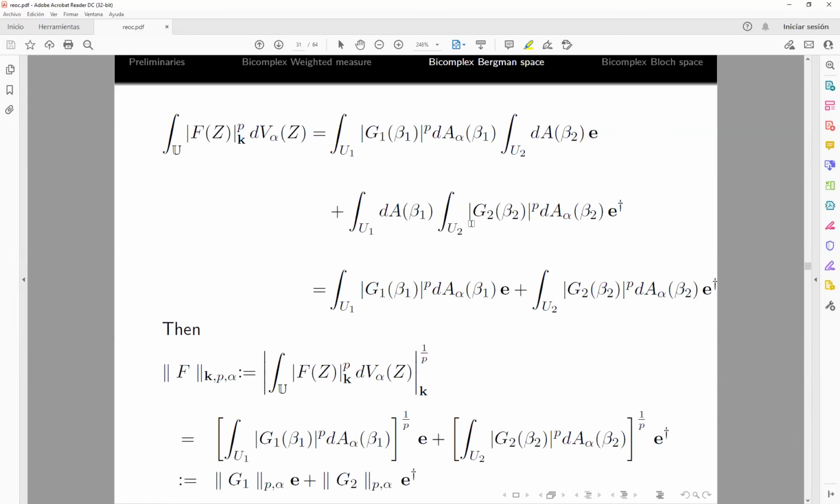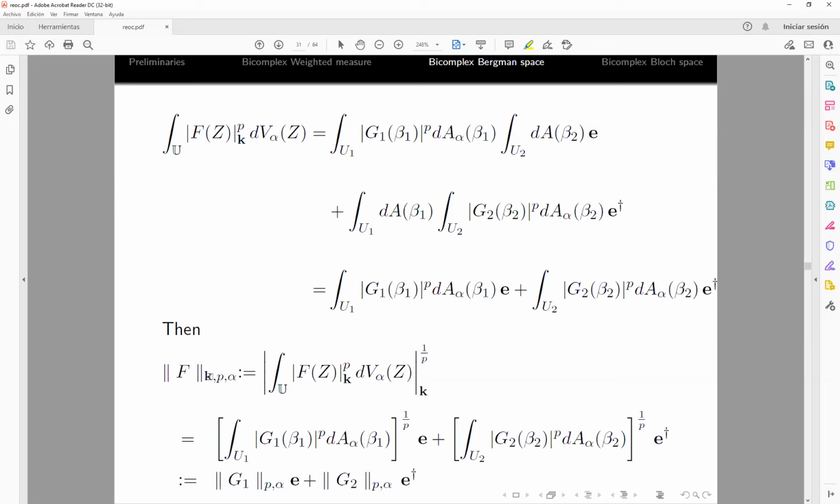Then we separate, we iterate the integral. This is with respect to beta 1, this is with respect to beta 2, but this integral is 1 because the Lebesgue measure is a normalized measure. We separate, this is equal to 1, and then we get this. And in quite a similar form, we get the second summand. Now we consider the key norm of F.